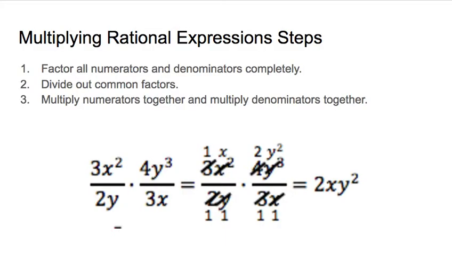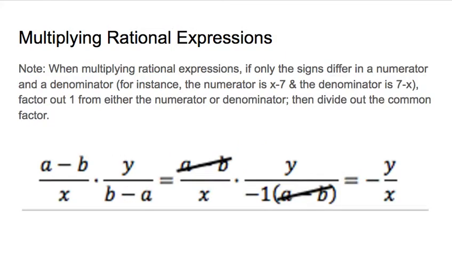Multiplying rational expression steps. Step 1. Factor all numerators and denominators completely. Step 2. Divide out common factors. Step 3. Multiply numerators together and multiply denominators together. In the picture below, we have followed these steps, starting with factoring all the numerators and denominators, and then ending with multiplying the numerators together and multiplying the denominators together.